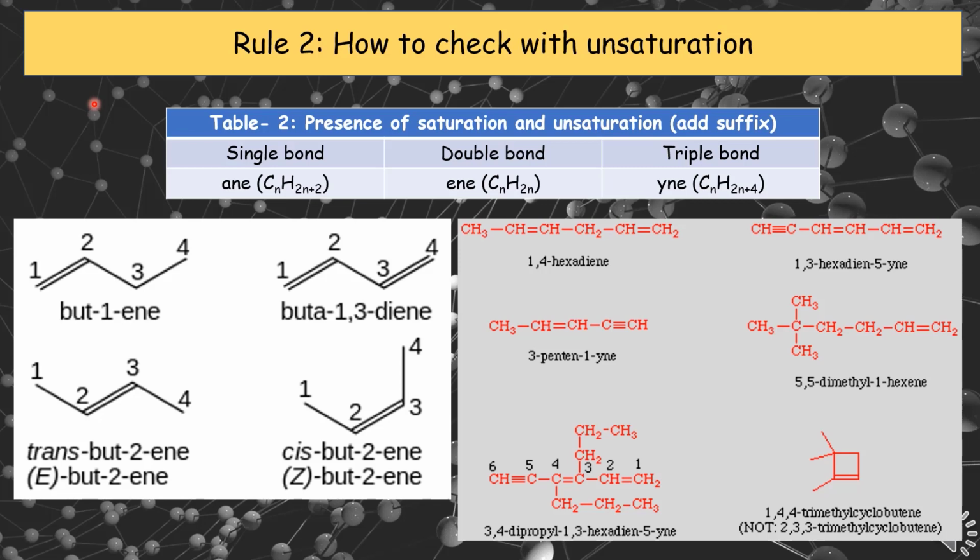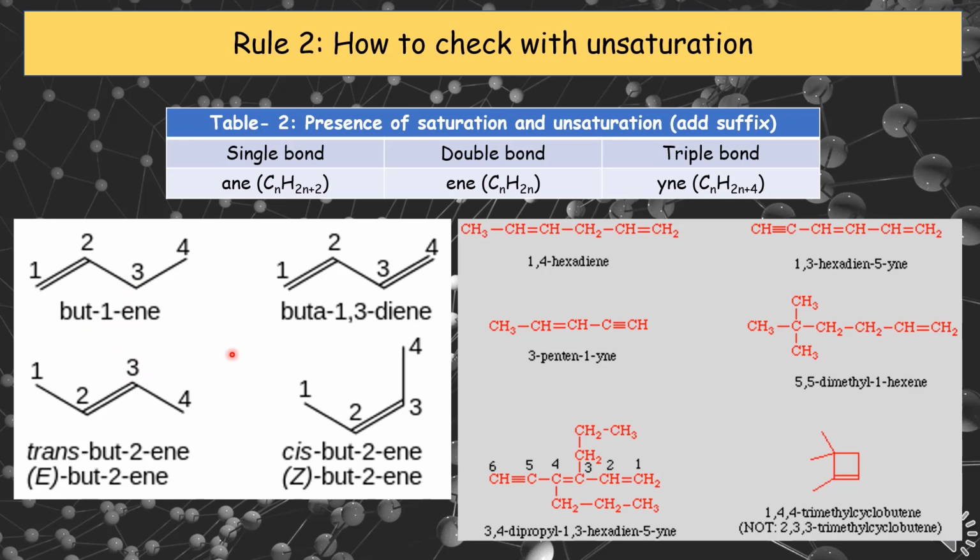Here we can see an example where one double bond is present in a 4-membered chain. 4 carbon atoms are present, and one double bond is present. That means it is "-ene", and it is but, and the position is 1. So but-1-ene.